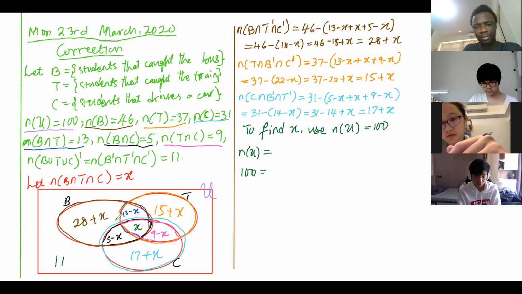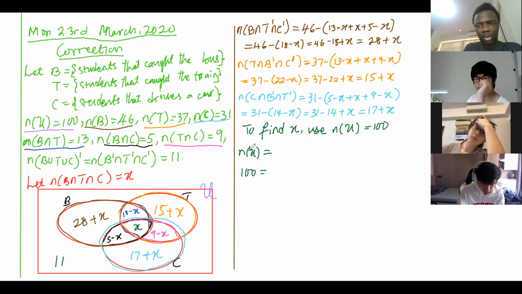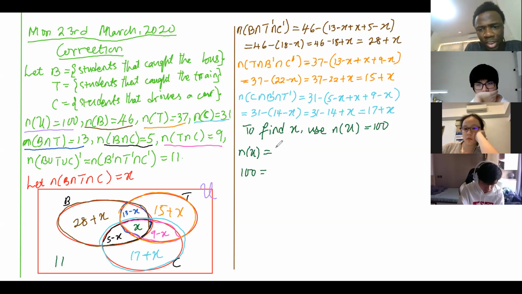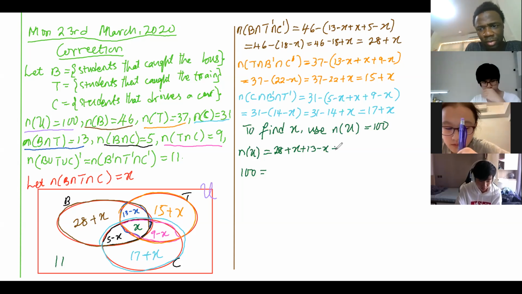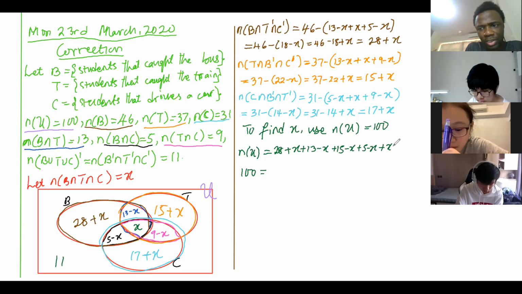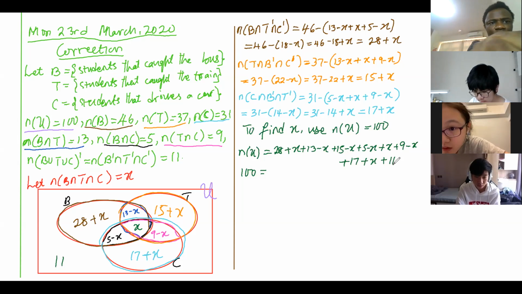Again, everybody please look at the screen. On the left-hand side of my equation, I'm going to have an expression for universal set. Universal set is the addition of everything. Addition of everything is 28 plus x. So I always try to go in order. So like this, I go this way, I come to the next row, I come to the last row, just to avoid missing anything out. So this is 13 minus x. This is 15 minus x. Then I have 5 minus x. Then I have plus x. Then I have 9 minus x. Then I have plus 17 plus x, then I have 11. So I have all this.